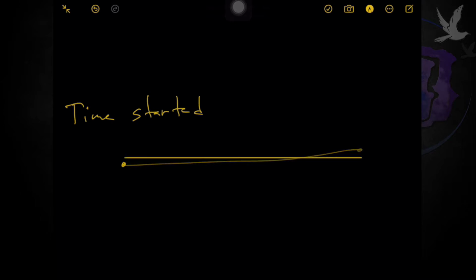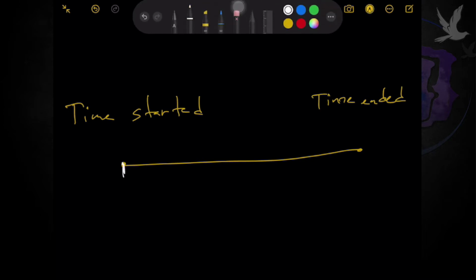Basically, you have three factors when you're solving for time. One is time started. So let's say at this point, all the way to a certain point. And this we can consider our time ended. And from this point to this point is your duration. Duration refers to how long it took something to finish.